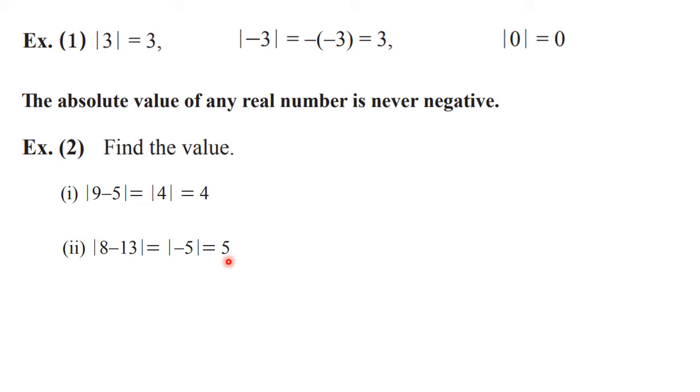Then the next one. See here, modulus of 8 minus modulus of minus 3. Okay, so here two different modulus signs are given. So first we have to remove that modulus sign. So value of modulus of 8 is plus 8. This minus as it is. And modulus of minus 3 is plus 3. So 8 minus 3, answer is 5.